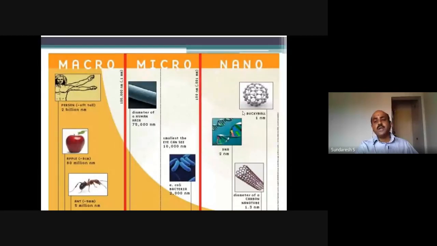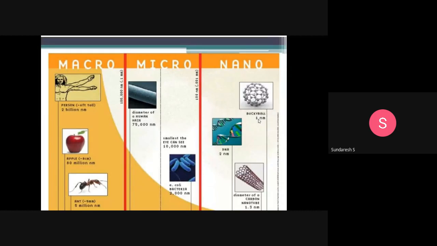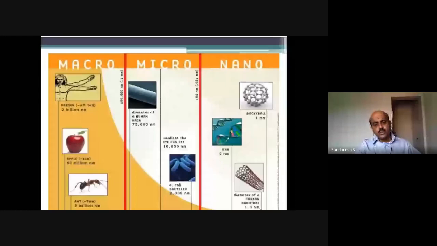Now we are moving into the latest technology, what we call nanotechnology. Here you can see a Bucky ball is 1 nanometer, DNA is 2 nanometers, and the diameter of a carbon nanotube is 1.3 nanometers. Moving towards the bottom, the depth of nano. The technology we have evolved and are using, nanotechnology, takes us into the minute particle, the atom or atomic level. This is the comparison we can make between macro, micro, and nano.